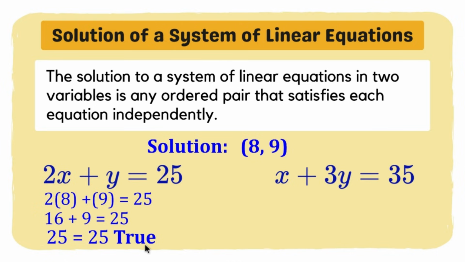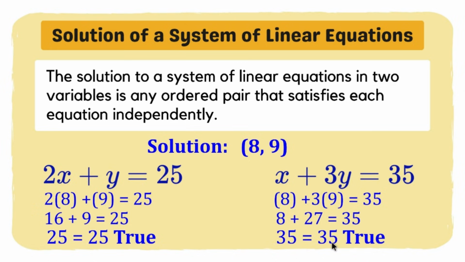Okay? Now let's have the other equation. x plus 3y is equal to 35. Will the same solution satisfy the equation? Tignan po natin, mag-substitute tayo. x will become 8 and then y will become 9. So we can multiply this first. 3 times 9 will become 27 plus 8. Is it going to be 35? Yes, the equation is true. So yun po yung ibig sabihin ng solution. An ordered pair that can satisfy both the first and the second equation.